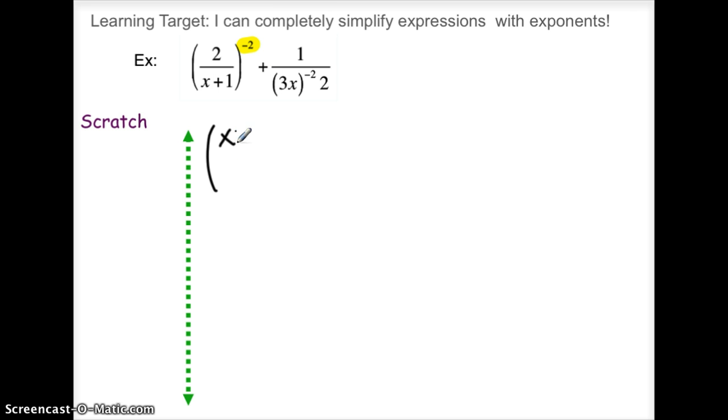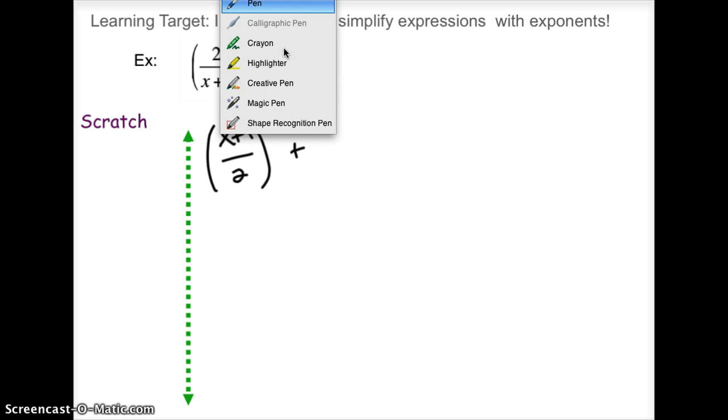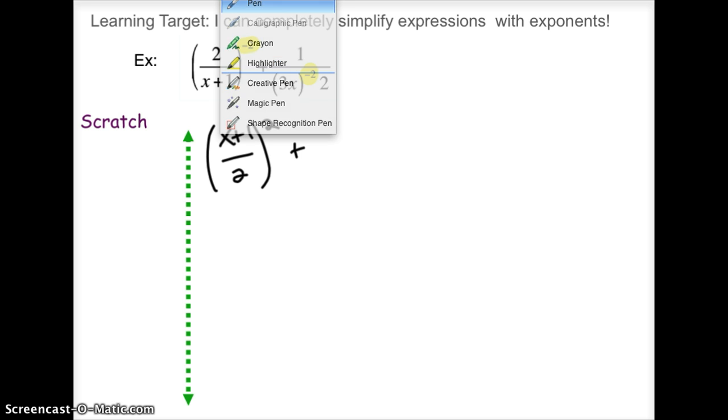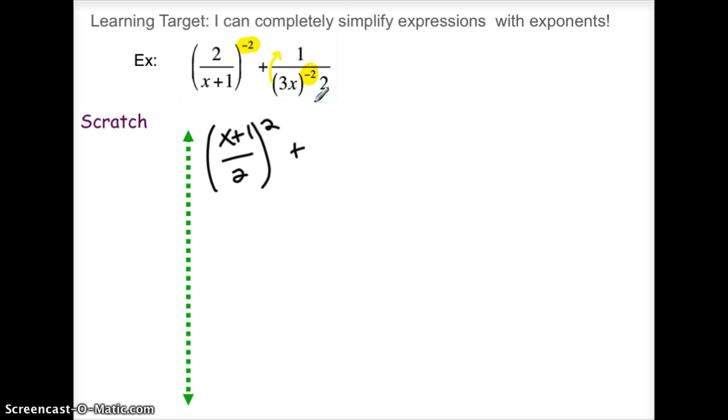So x plus 1 would go to the top, 2 to the bottom, and then we'd turn that to a positive 2. And over in the other fraction, there's a negative x. There's another negative exponent, so we need to move this whole parenthesis up to the top. This whole thing has to come up to the top. So we're going to have 1 times 3 to the x to a now positive 2 over 2.